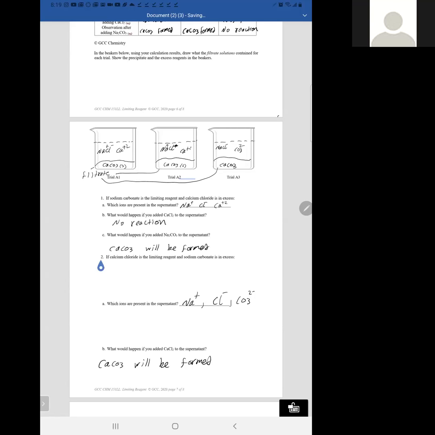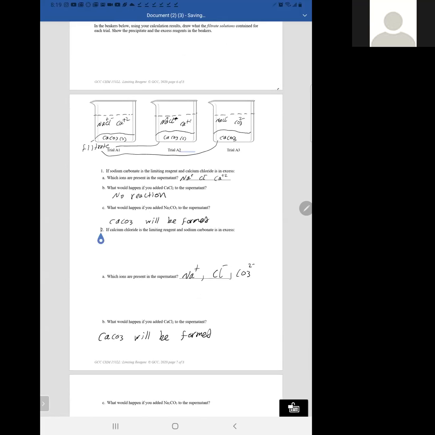And then the next question is what would happen if we added more CaCl2, and we predict that nothing will happen because it would just be adding more of the same ions to the solution. And then the next question is what would happen if we added the Na2CO3, and then we would predict that well, first the Na ions wouldn't do anything, they would just be spectator ions, but then the CO3 would form with the excess calcium ions, and the precipitate CaCO3 will be formed.